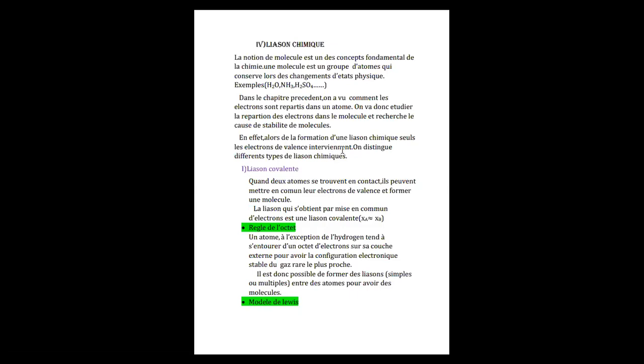straightforward. So we said that for us to form some bonds, there should be some sharing or losing of electrons. For us to do that, you should put this in mind, the only electrons which take part in this bonding are the valence electrons.